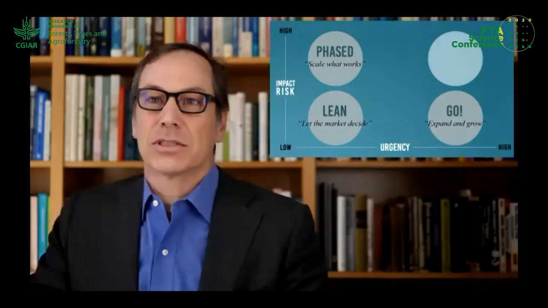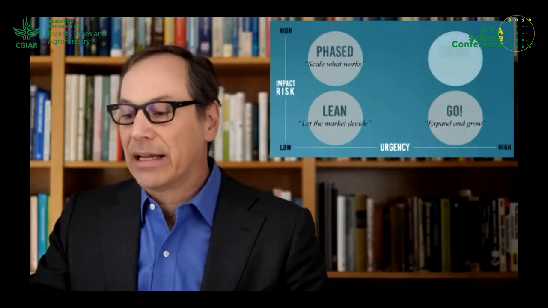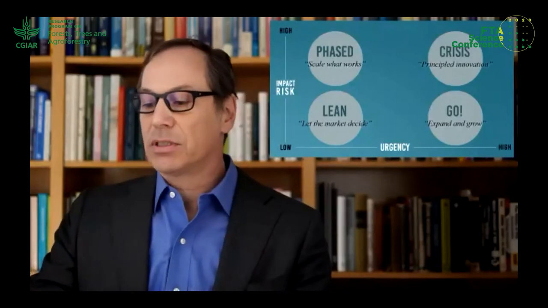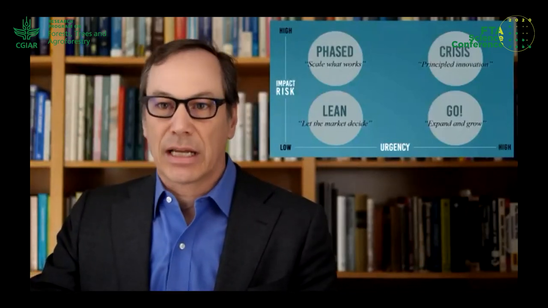This is the quadrant which I think is really the issue, right? The urgency is high, the impact risk is high, and this is crisis. And this is what's going on with COVID right now. And this is why Rob and I said we needed a principled approach to innovation or scaling or evaluation that takes that into account. And I'd say that that circle is the one that is most of what we do.